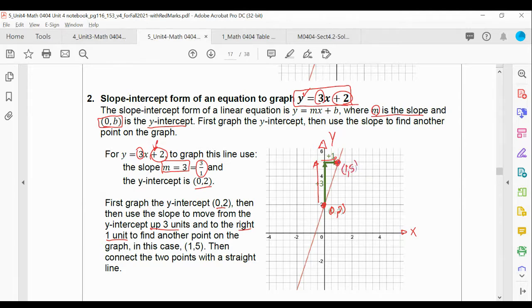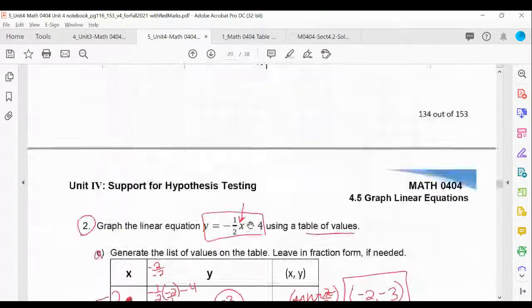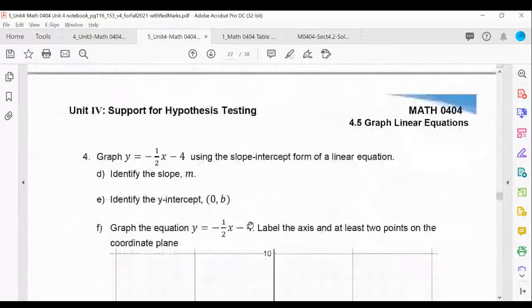leaving you at the new coordinate of 1, comma 5. So when you plot those 2 points, the y-intercept, and then use the slope to find another point, connect them with a straight line, and there you have the graph of this equation using the slope-intercept form. So let's try example number 3 down here in your notes.